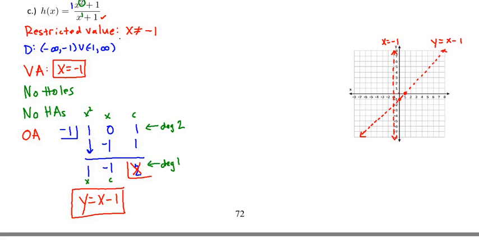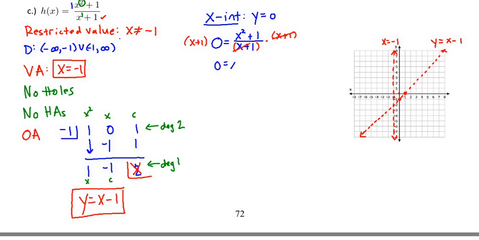Let's locate intercepts if they exist. So to find the x-intercept, we set y equal to 0. So we set our entire function equal to 0. And as we mentioned before, the shortcut is just set your numerator equal to 0. Let me remind you why. If I multiply both sides of this equation by that denominator, it's going to cancel on the right and leave a 0 behind on the left.